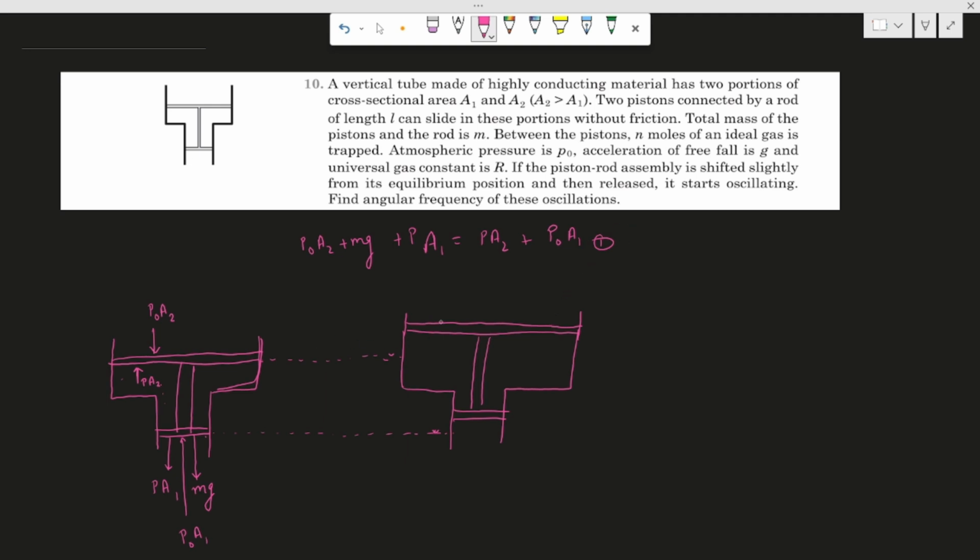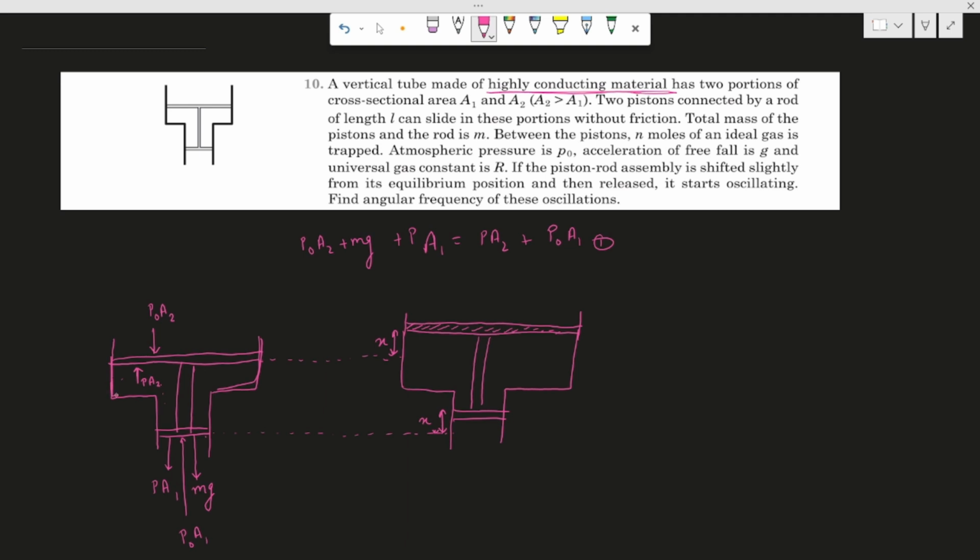Now this assembly is displaced in upward direction with displacement of x. So both pistons will move with a displacement of x. One thing which is very important to note in this question is that the tube is made up of highly conducting material. See this line. Since the tube is highly conducting, this is the tube.